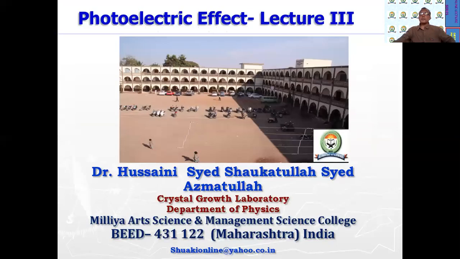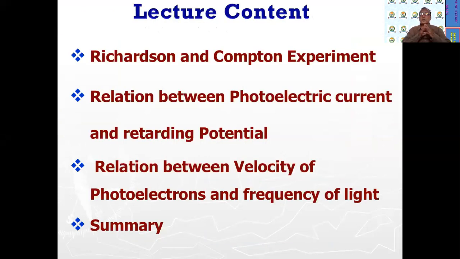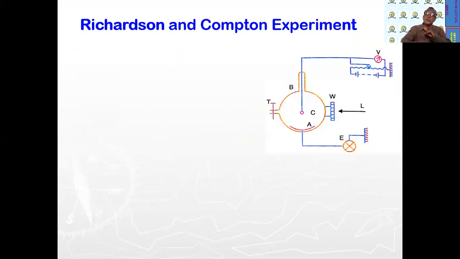process takes place. Now, as we have defined the photoelectric effect, in this lecture we are going to see the Richardson-Compton experiment, the relation between the photoelectric current and retarding potential, the relation between the velocity of the photoelectron and frequency of light, and we will conclude with the summary. This is the experimental setup of the Richardson and Compton experiment.